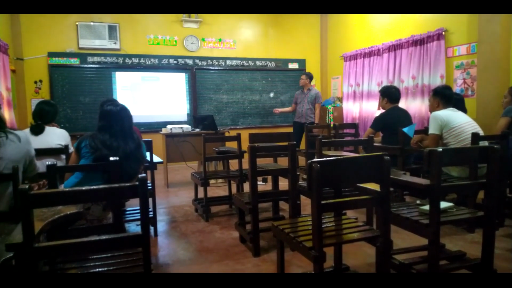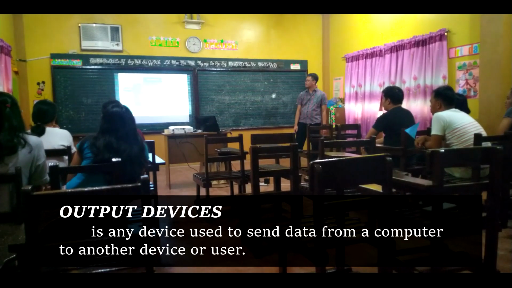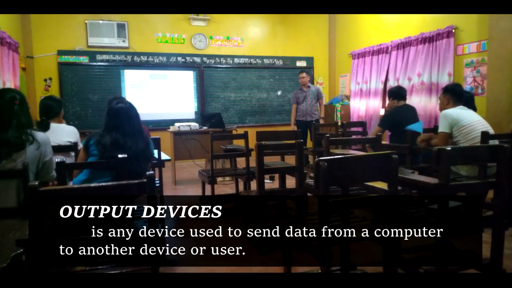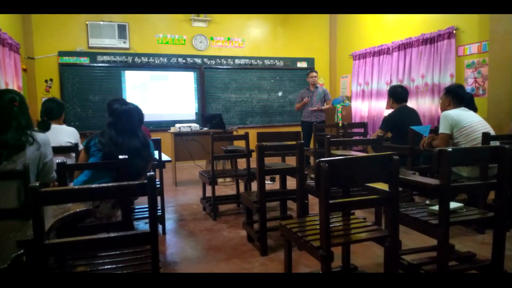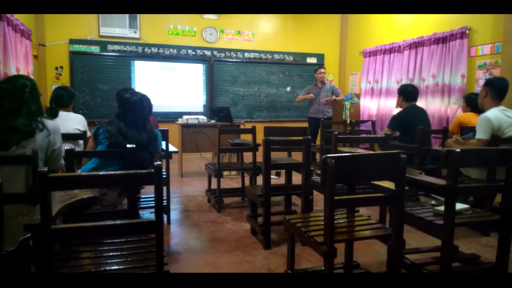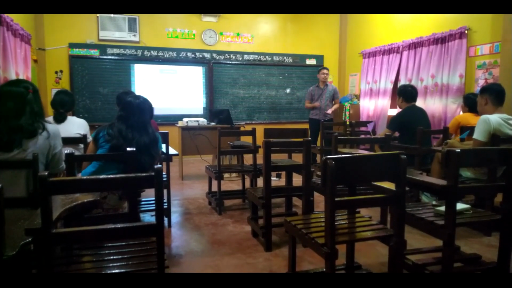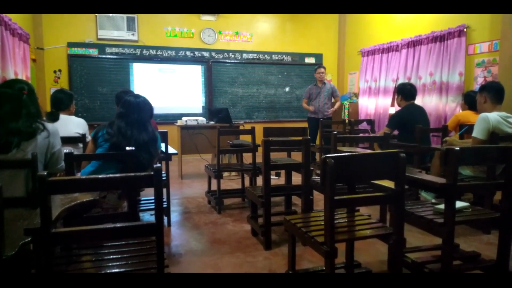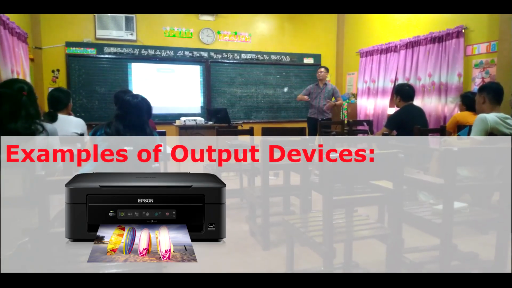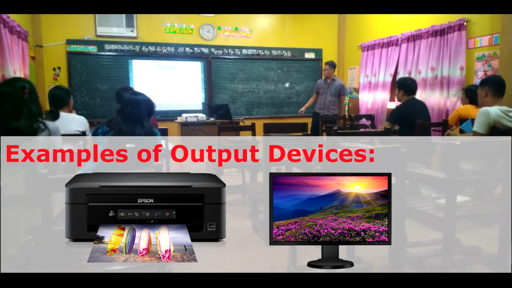Okay, next, output devices: any device used to send data from a computer to another device or user. So it's the opposite. If the keyboard sends information to the computer, what do output devices do? They output the result, or send data outside the computer. Examples of output devices are the printer, the monitor, and the projector.